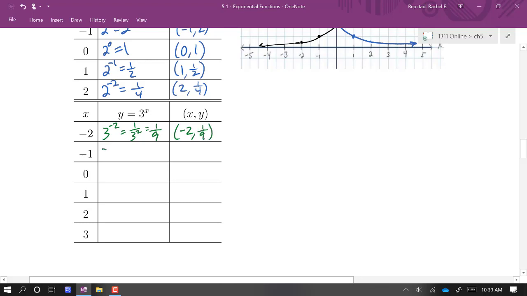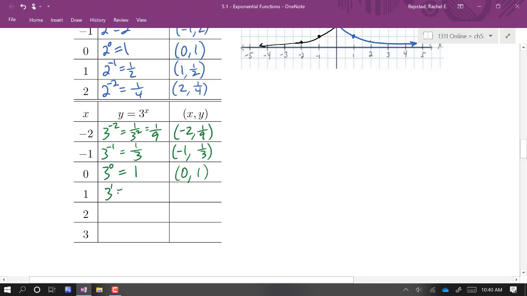When x is -1, we have 3 to the -1, and that's 1/3. So -1, 1/3. When x is 0, we get 3 to the 0. That is, of course, still 1. So we got the point 0, 1. Again, we see that point appearing on all 3 of these curves.